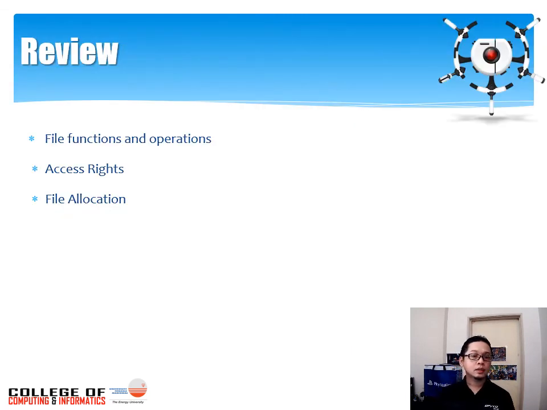So this is the end of the file function and operation for this chapter. The things that you need to remember from this chapter are why files are used and what information we can gather from a file, what functions we can do on a file, and what the role and responsibility of access rights are with regard to file usage. Lastly, there is the variety of file allocation methods that can be used in the file allocation table.